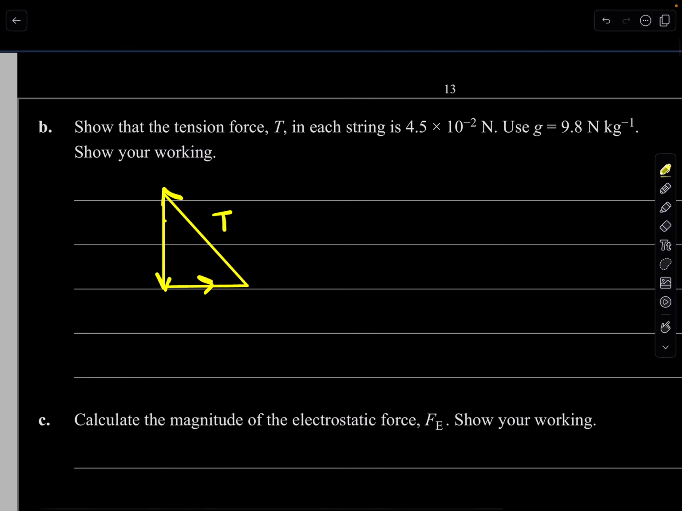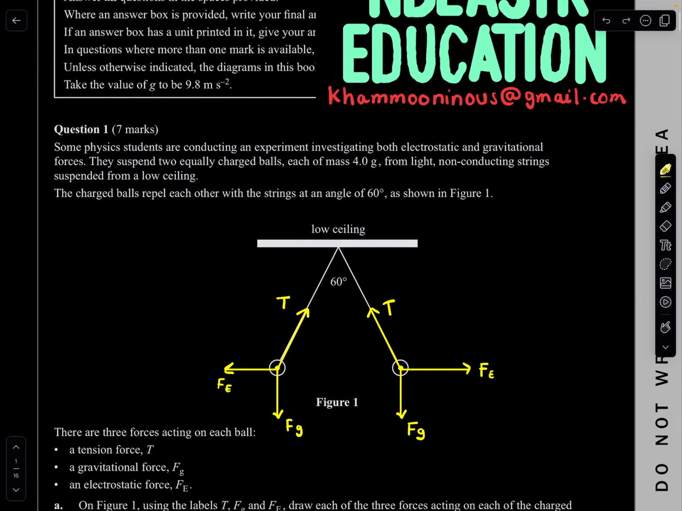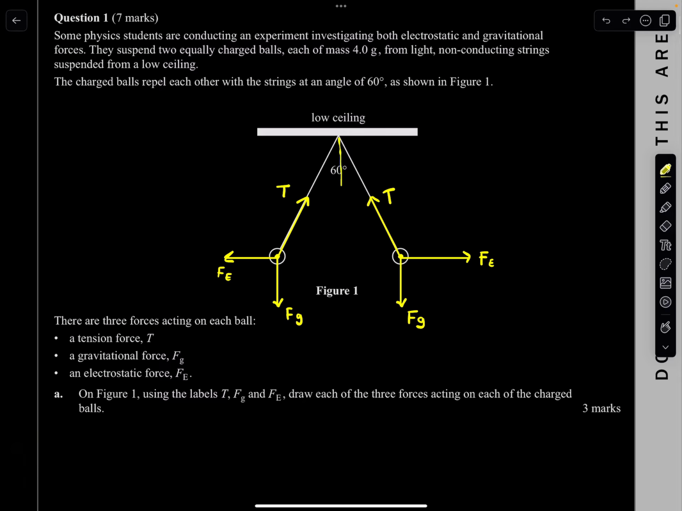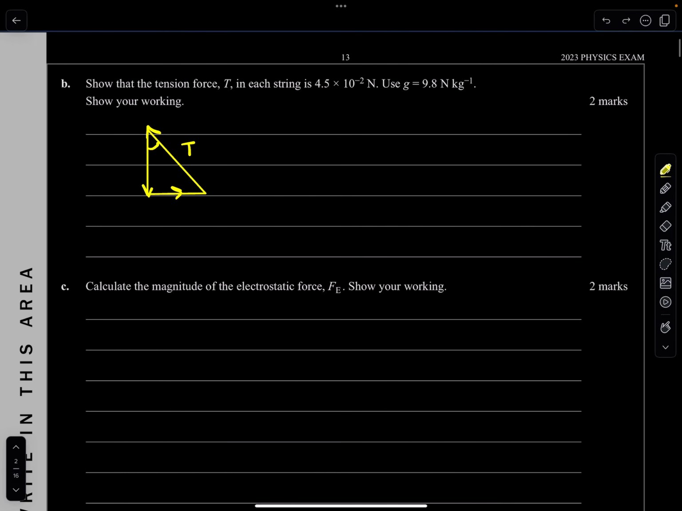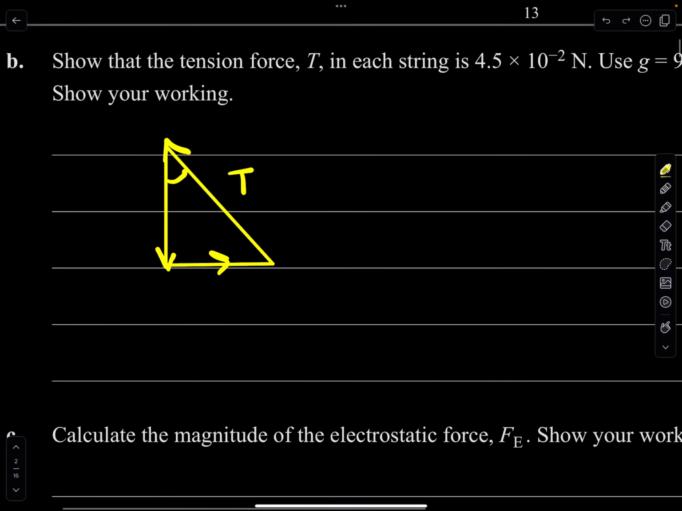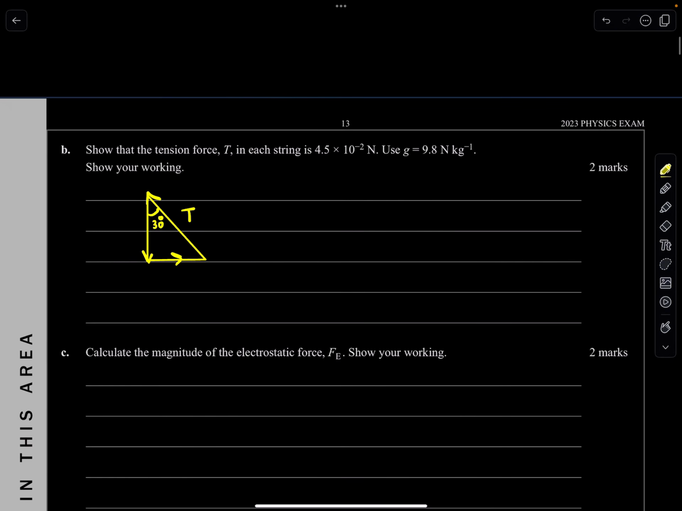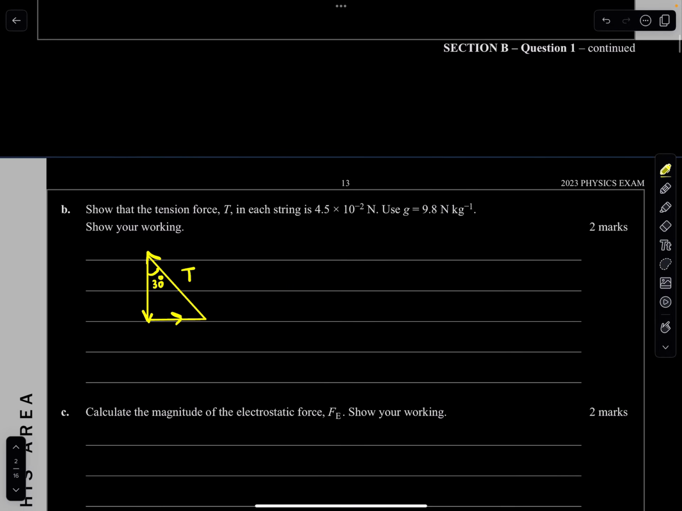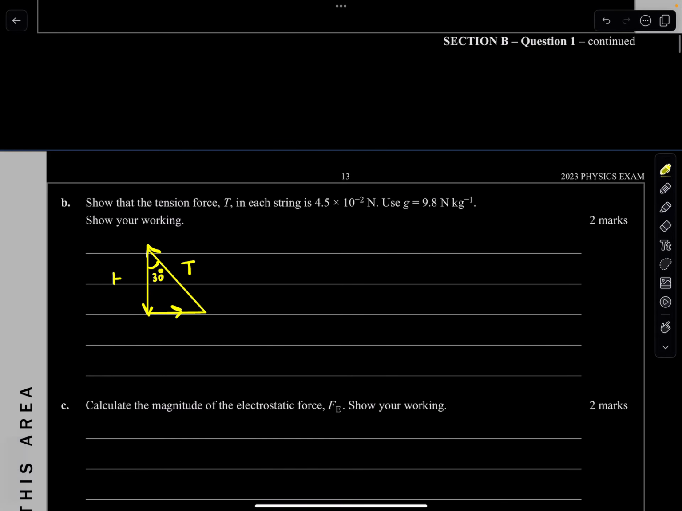Basically, I know this angle here is 30. I mean, is it 30? Wait, was it 60? But halfway through 60. So if I break it down, it's halfway. So it's 60, so this has to be 30 degrees. Yep. And of course, this is your force of gravity, that length. So this is your force of gravity. Now, basically, I know what my force of gravity is. I know the mass, I know g.